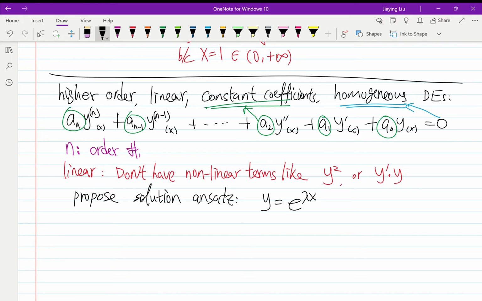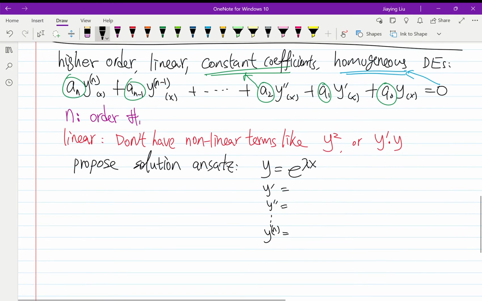So we take this, then we need the derivative, the second derivative, and all the way to the nth derivative. And putting those back in, we end up with some kind of equation after we simplify. So that's the big picture. I'm not going to talk too much on that part.